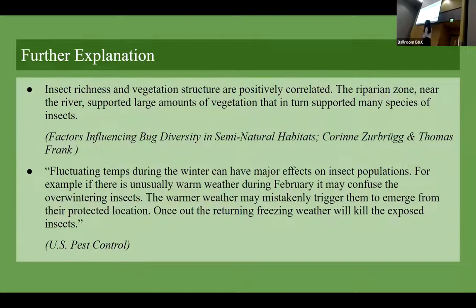And then here's further explanation. Insect richness and vegetation structures are positively correlated. The riparian zone near the river supported large amounts of vegetation that in turn supported many species of insects. And that's just a quote. Fluctuating temps during the winter can have major effects on insect populations. For example, if there's unusually warm weather during February, it may confuse the overwintering insects. The warmer weather may mistakenly trigger them to emerge from their protected location. Once out, the returning freezing weather will kill the exposed insects.